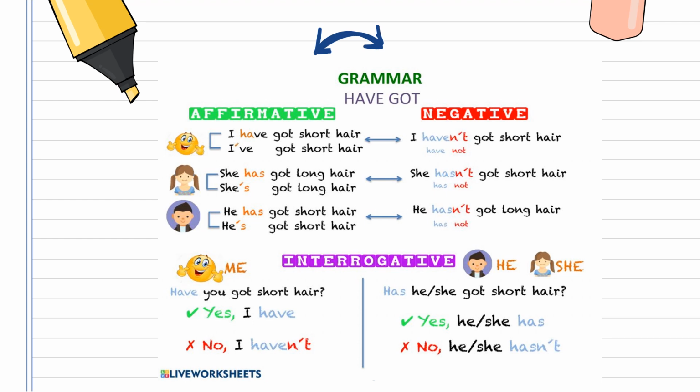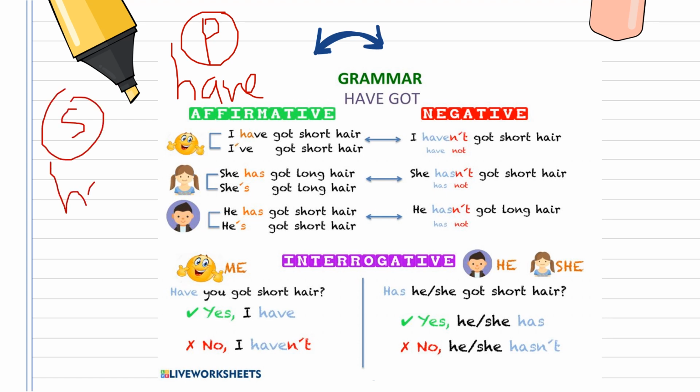Have got ni ada. But the one that you have to be aware of, ni lah. Kalau dia plural, have. For plural, have. For singular, has. This is the only key that you have to remember. Kalau dia singular, look at this one. She has got long hair. And for the negative, she hasn't got long hair.